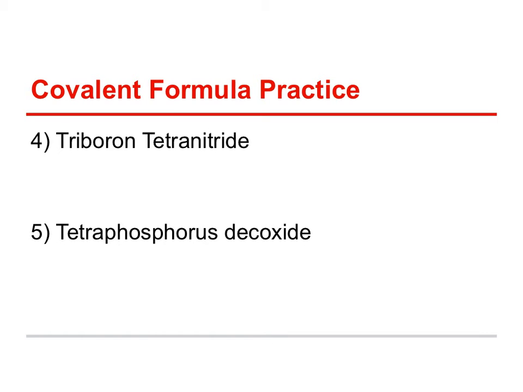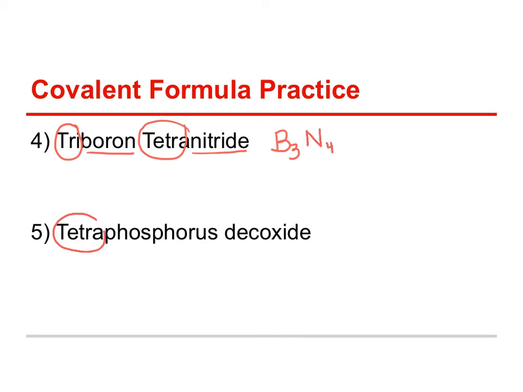Okay, I hope you actually paused the video. We're going to look at these now. So we've got triboron, which tells me that there are 3 boron. Tetranitride: nitride is nitrogen, and tetra is 4. So B3N4. Okay, next one.